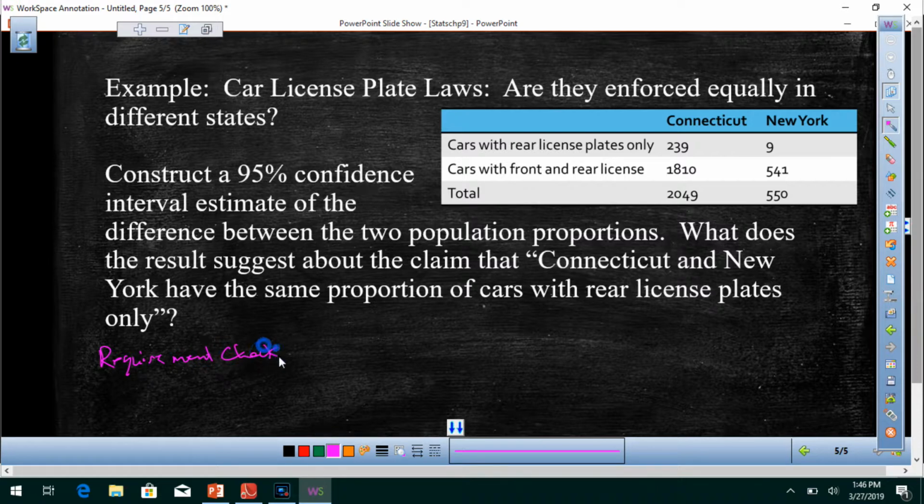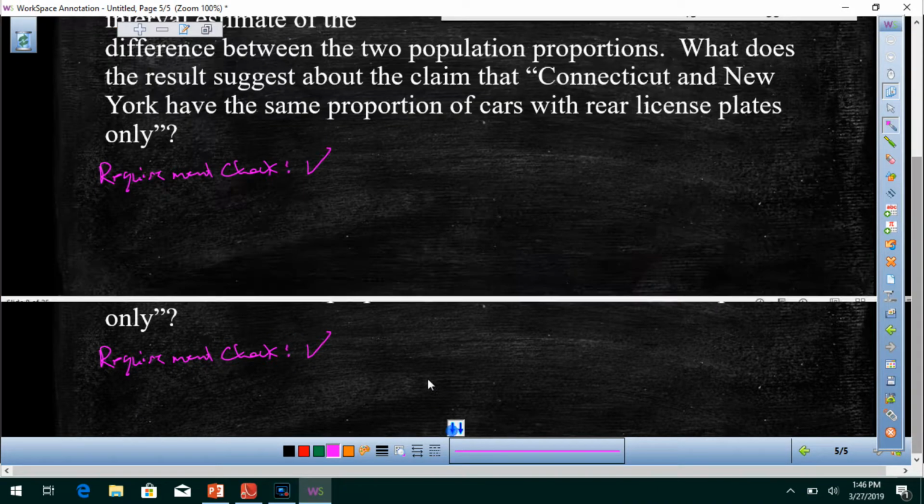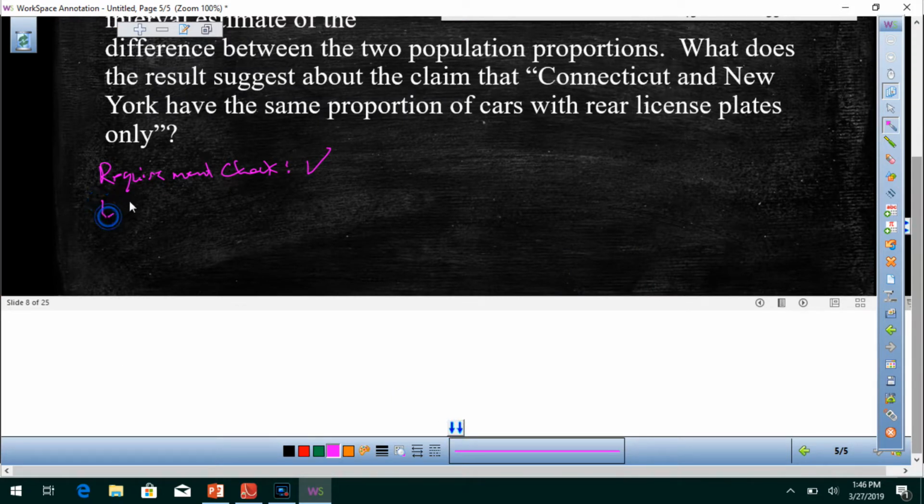Check, we've already done it. It was fine. And then one, p sub 1 equals p sub 2. All right, we got that. And then two, p sub 1 is not equal to p sub 2.